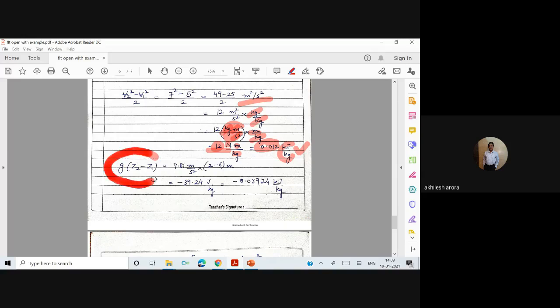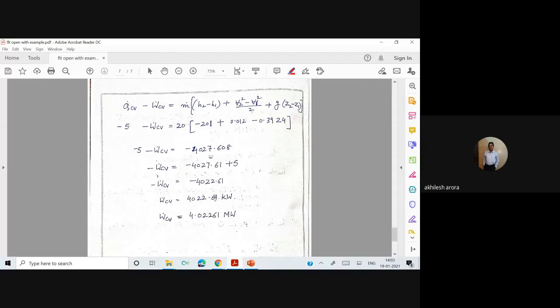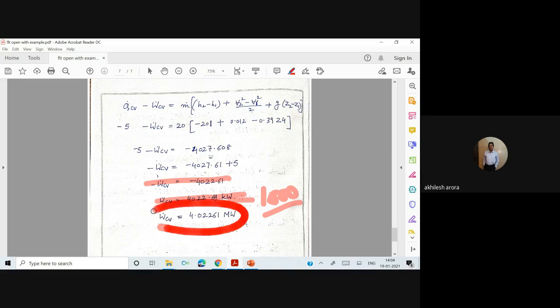Similarly, for the potential energy case, this is the value of g, and this is the value of Z2 minus Z1. And once again, the value comes out in joules per kg. So divide by 1000, and the final value comes out in kilojoules per kg. And then finally, you can put all the values here, and the final answer comes out to be this one or this one. This is 4022.61 kilowatts. And if you want to calculate it in megawatts, you will have to divide this value by 1000. Here you divide by 1000. And this is the final answer in megawatts.